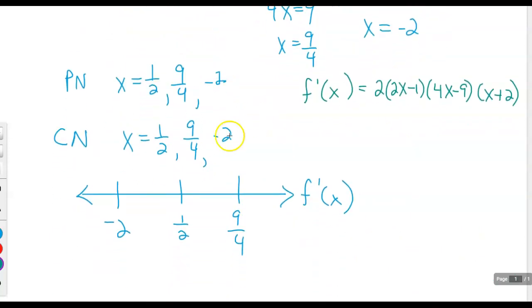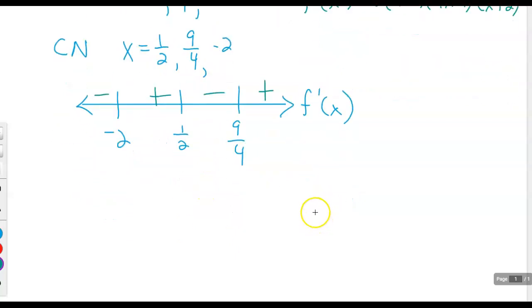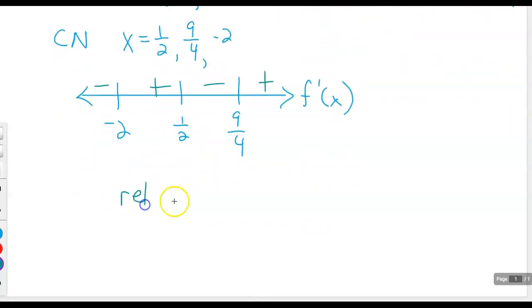So if you do the sign chart, it goes negative, positive, negative, positive. What that means is we have a relative min at x equals negative 2 and 9/4. So we have 2 mins. And then we have a relative max at x equals 1/2.